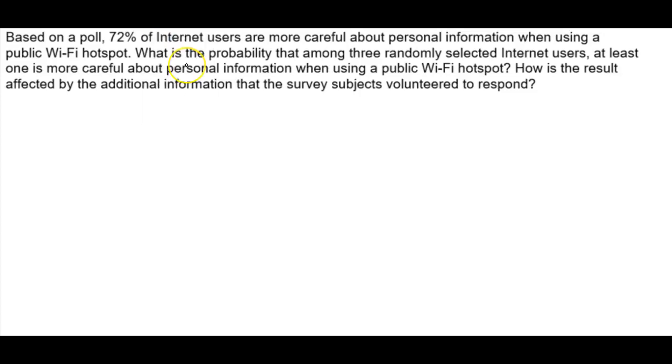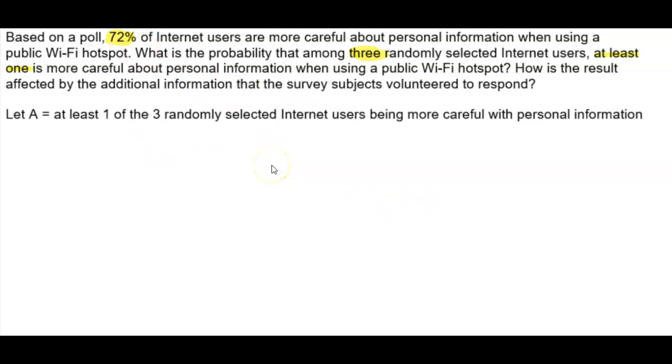Okay, so let's take a look at some of the key information in here. Okay, 72% of the users are internet users. So again, how do we write that as a decimal? The other thing is, what is the probability that among the 3 randomly selected, and then it says at least one is another key word. So we need to look at those when we go through the problem.